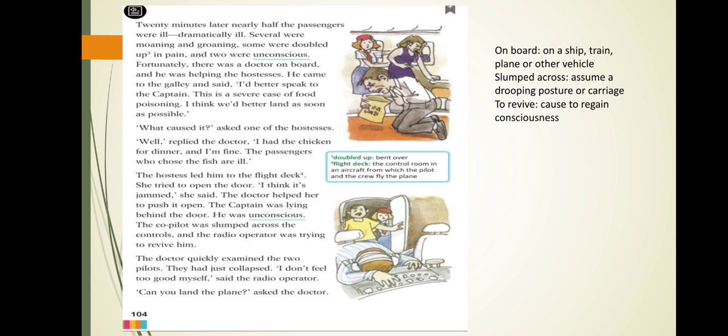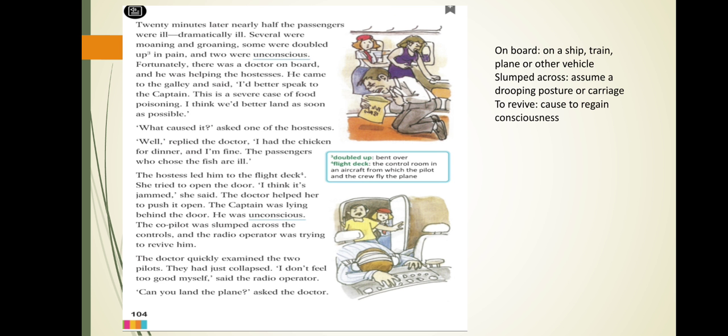"The hostess led him to the flight deck." You know what a flight deck is? The control room in an aircraft from which the pilot and the crew fly the plane. "She tried to open the door. 'I think it's jammed,' she said. The doctor helped her to push it open. The captain was lying behind the door. He was unconscious. The co-pilot was slumped across the controls, and the radio operator was trying to revive him."